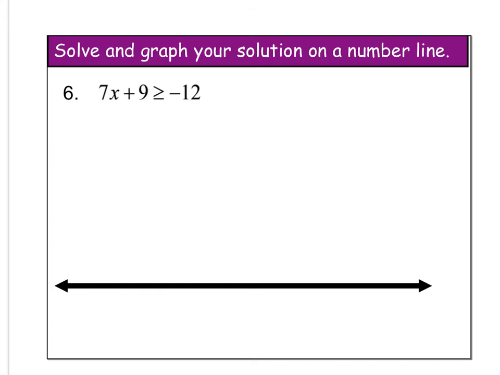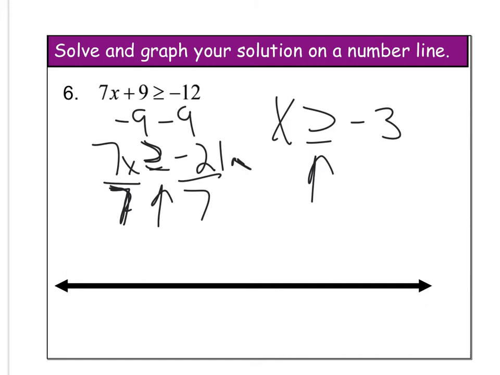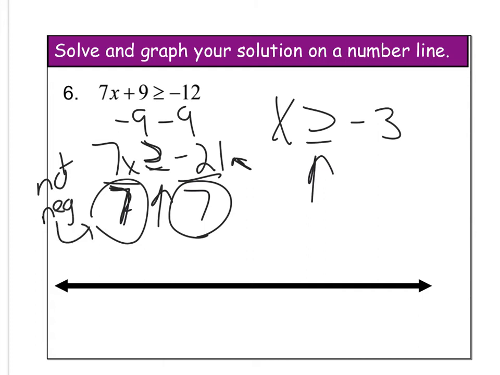Solve and graph your solution on the number line here. So here I'm going to subtract 9, 7x is going to be greater than or equal to negative 21. Divide by 7. x is going to be greater than or equal to negative 3. Now, notice I didn't flip this sign because I didn't divide by a negative number. Yes, there's a negative number involved, but this is not the negative number. So that means I don't flip my sign.